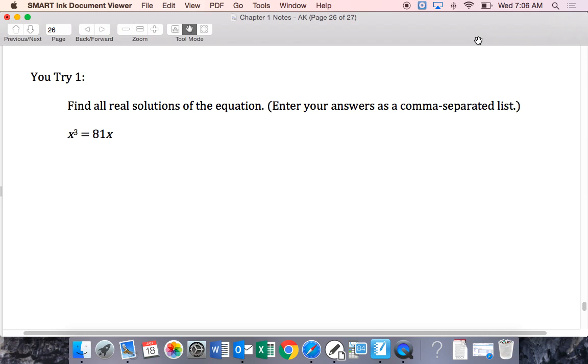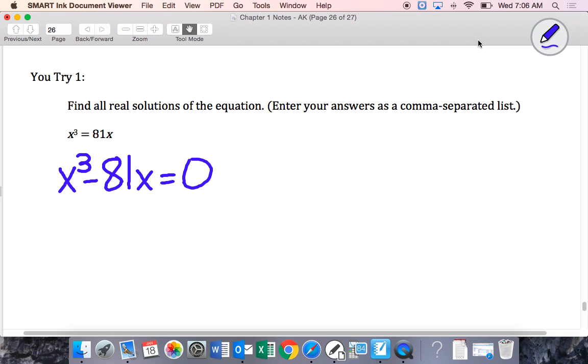So for you try 1, we have x to the third minus 81x equals 0. Because again, when we go through this, we need to make sure it's equal to 0 in order for us to do any type of factoring, quadratic formula, completing the square, anything. Whenever you have multiple terms, we want to make sure it's equal to 0.